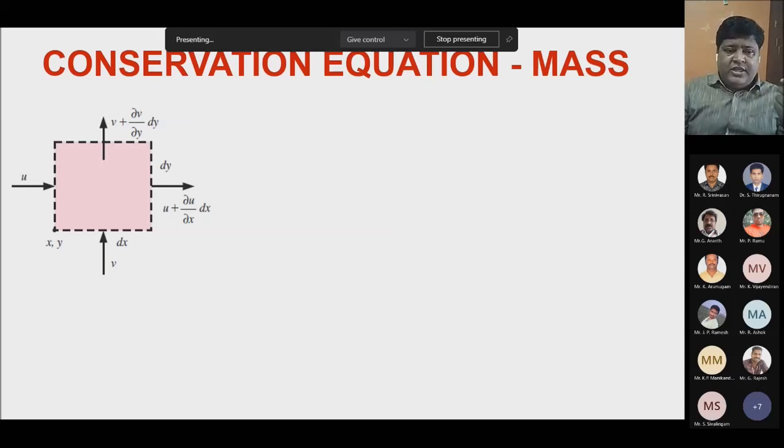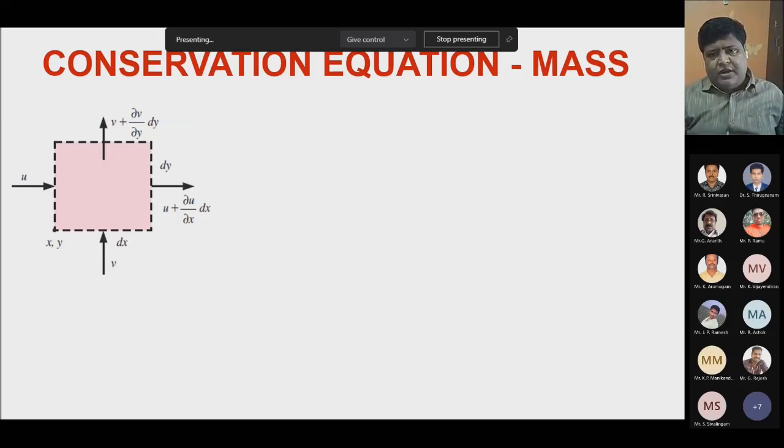So this would be easy for them to approach the equation, but actually this is coming from Taylor series expansion. Similarly, v is the velocity entering in the y direction, and v leaving the control volume is v plus dou v by dou y, the change in velocity in the y direction, for the thickness of dy.